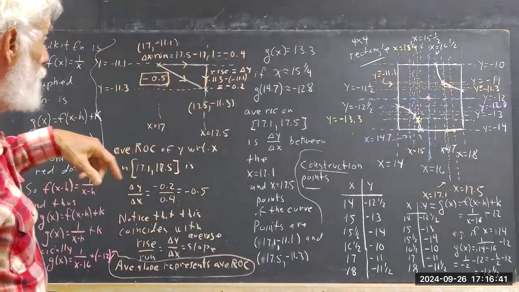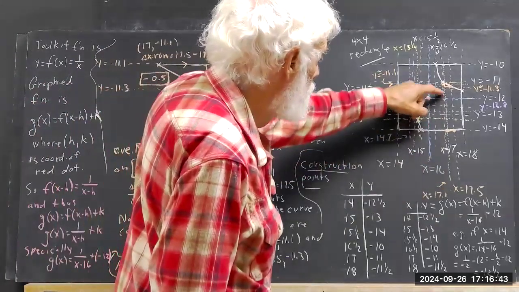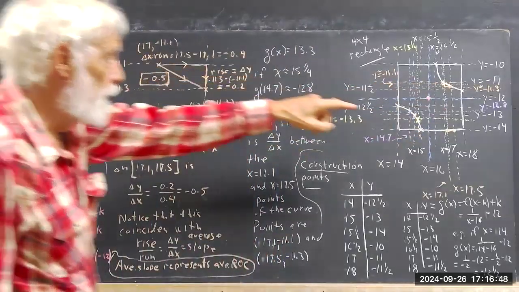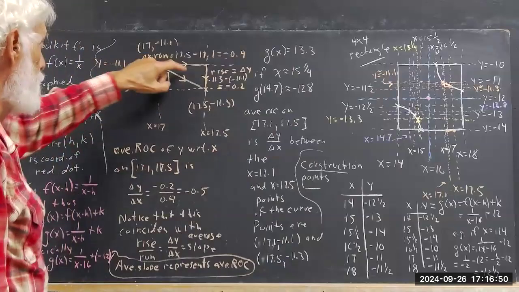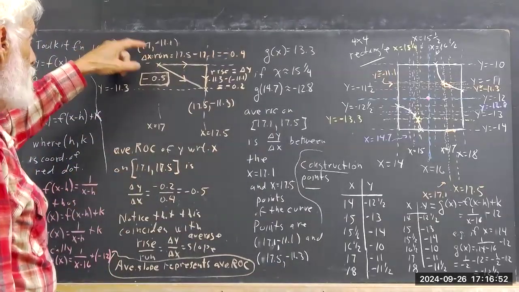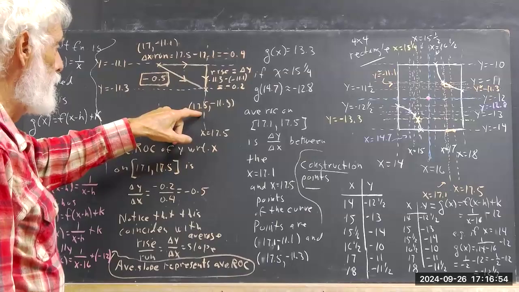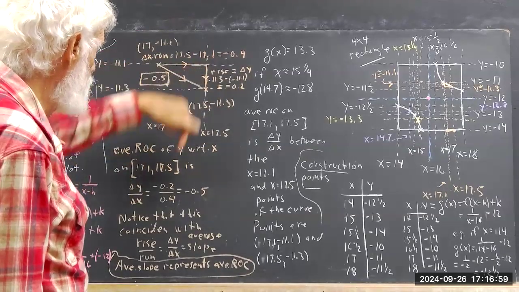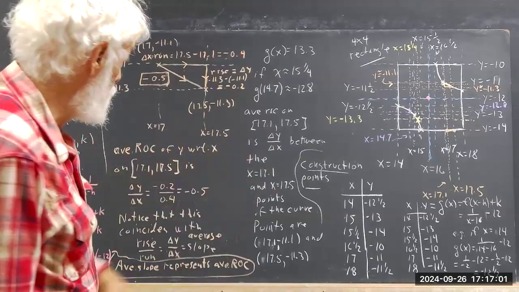Now the 2 points we have are 17.1, negative 11.1. So I've enlarged this fundamental triangle here and put it over here: 17.1, negative 11.1 here, 17.5, negative 11.3 here. I've done the run, I've done the rise in detail. I want to see the details.